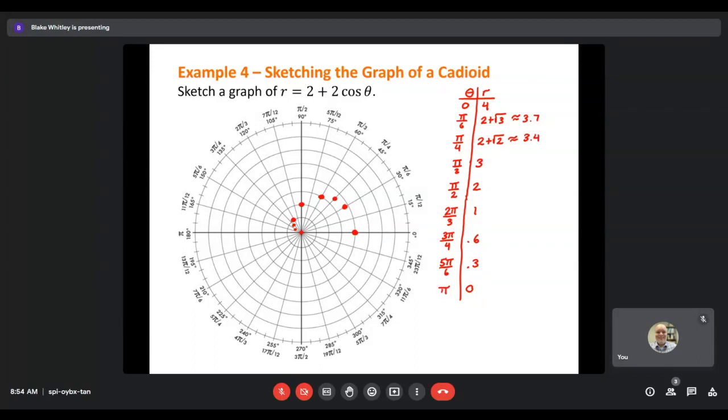So I'm going to go ahead and connect what we have so far. So notice here, we basically have this curve. Starts out here at 4, and gradually gets smaller and smaller as I work my way into 0.